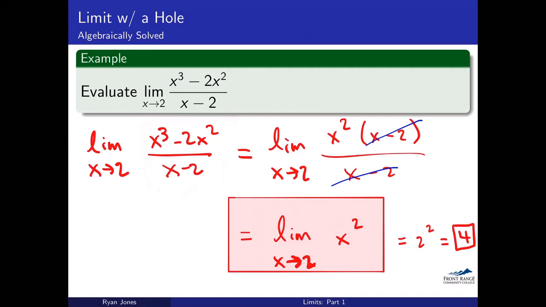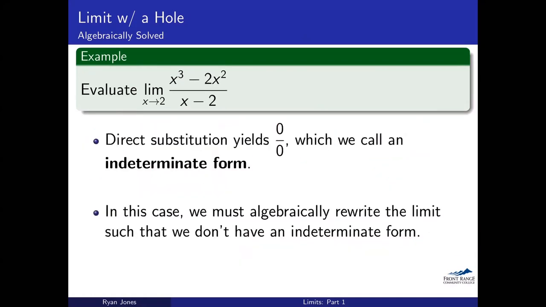Now, I bet if you actually just plugged in 2 into this function, you probably got 0 over 0. Let me actually go ahead and do that. Plug in 2 cubed minus 2 times 2 squared, all over 2 minus 2. I get 8 minus 8 all over 0. I get 0 over 0.